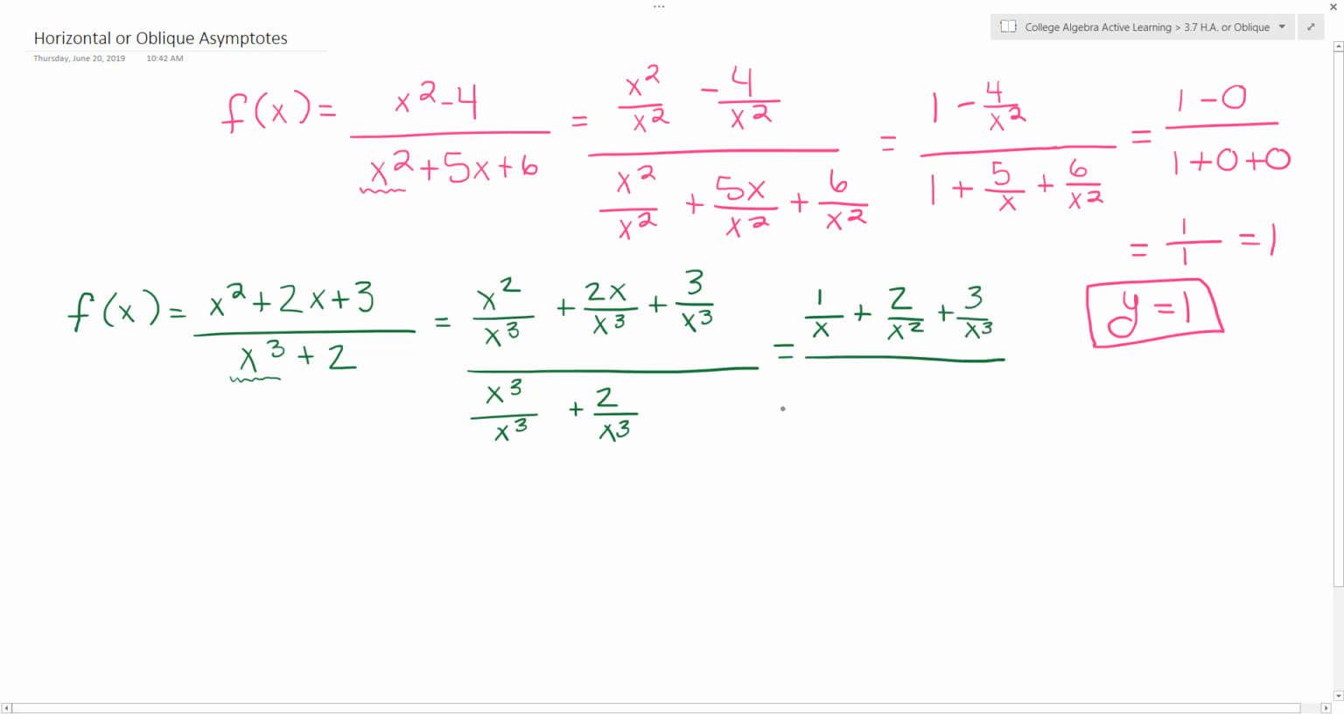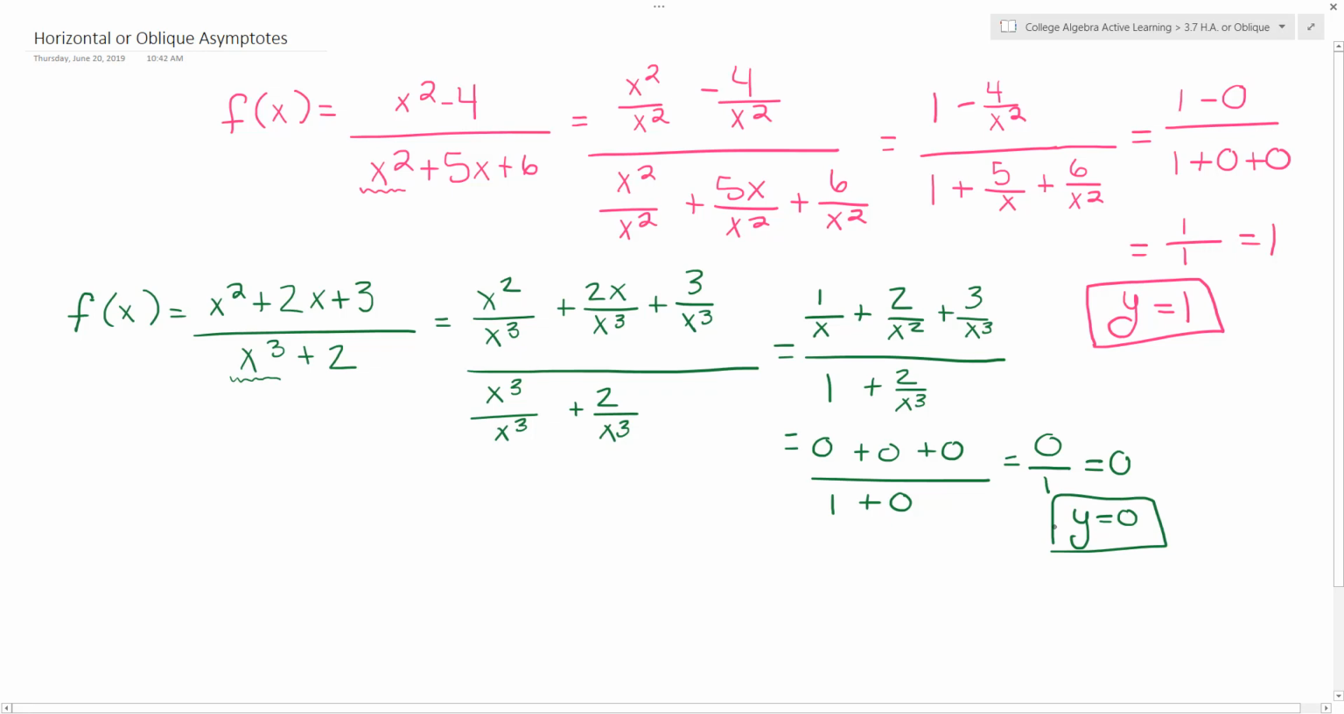And then in the denominator, we're left with x cubed over x cubed is 1 plus 2 over x to the third. And so you can see that any term that has an x left in the denominator should go to 0. And then obviously this constant 1 stays. And so we're left with 0 divided by 1, which is 0. So we were left with the line y equals 0. That's our horizontal asymptote for this function.